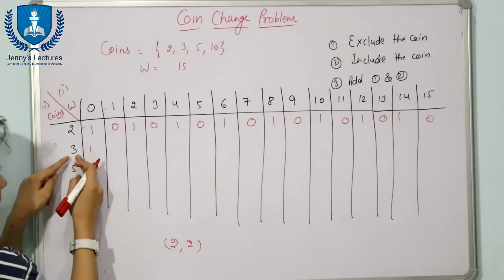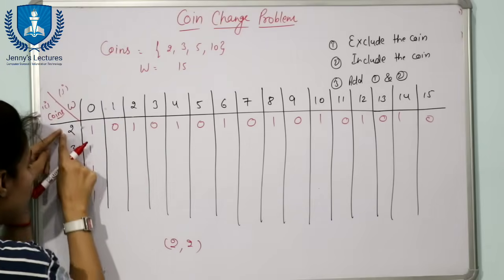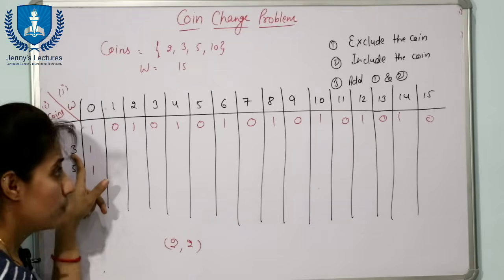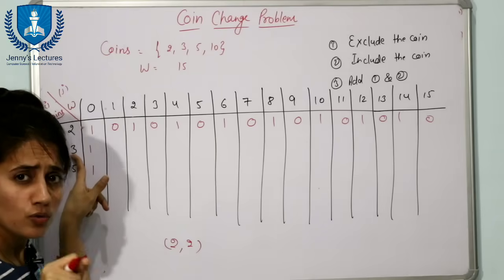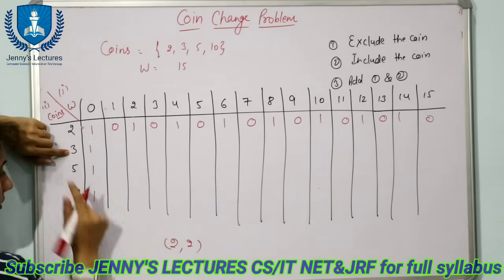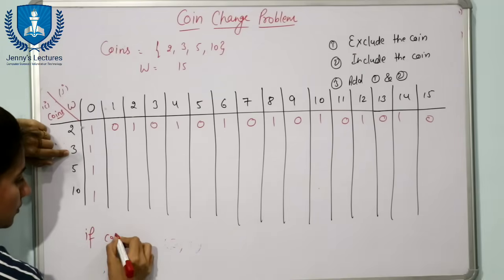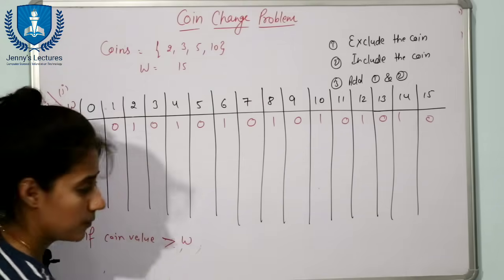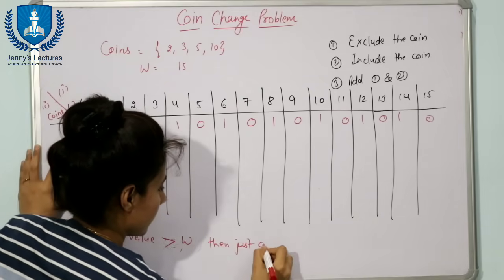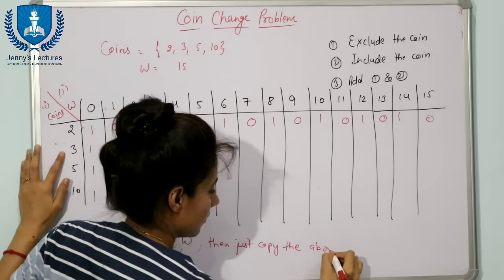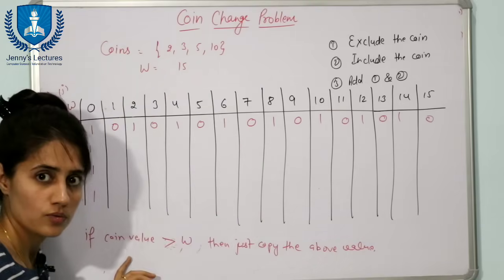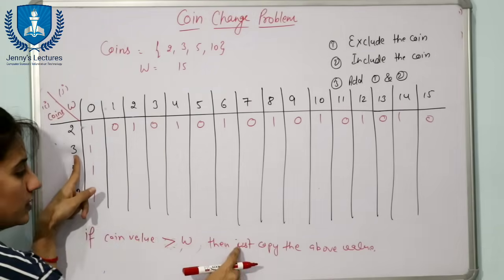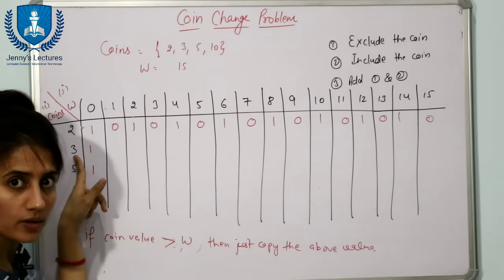Fine. Now the i value is increased. We now have coins of denomination 2 and 3. Now the new coin is this 3. Now here we are using a rule, or you can say a shortcut: if the coin value is greater than the sum, then just copy the above value. This is the simple trick. If the coin value is greater than the sum value, then simply copy the above value. Okay, this is the simple rule.